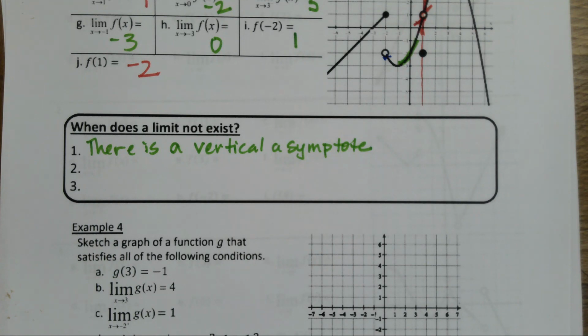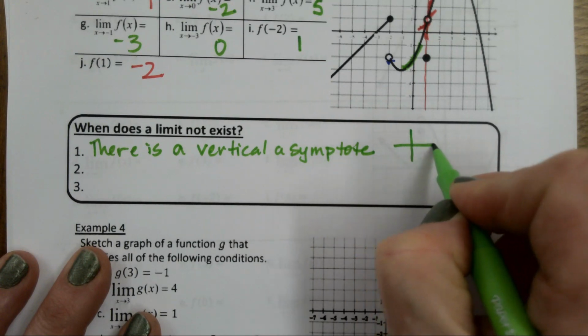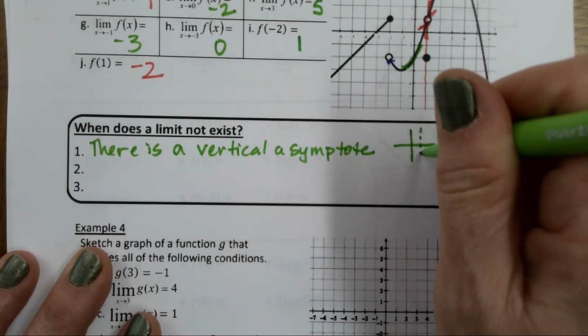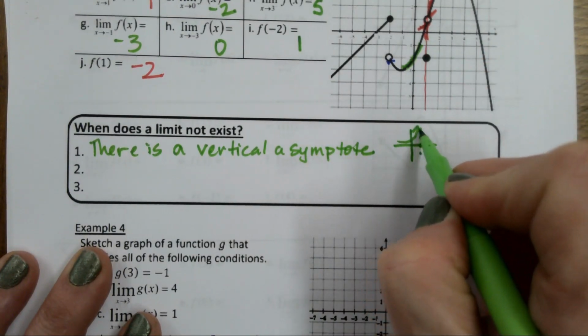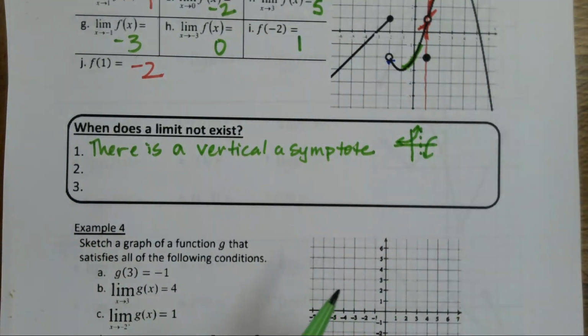So if there's a vertical asymptote, and again, what that looks like is I have this graph and I have this imaginary line that I can't approach on either side. So if I'm looking for a limit for an x value that falls on an asymptote, I know automatically my limit does not exist.